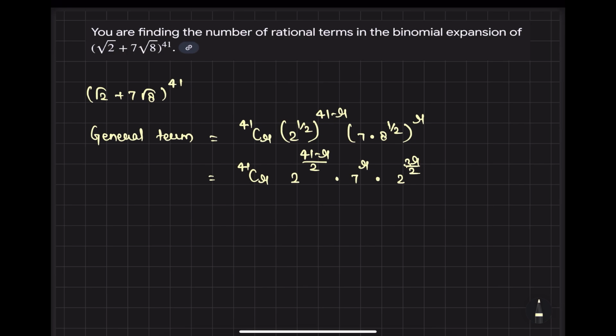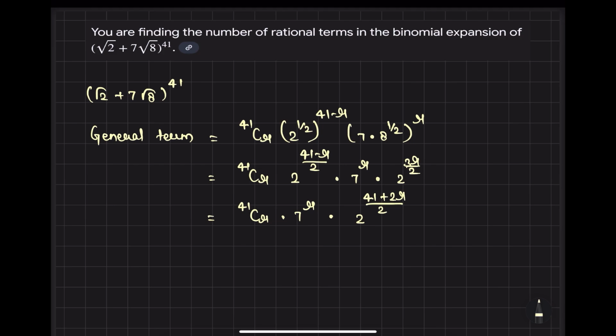Now, so we got this situation. Now you know that this 2 and this 2 are the same thing. So let's combine all of them. So 41 C R into 7 power R, base same, so the powers will be added. So it is (41 minus R plus 3R) by 2, that is (41 plus 2R) by 2.